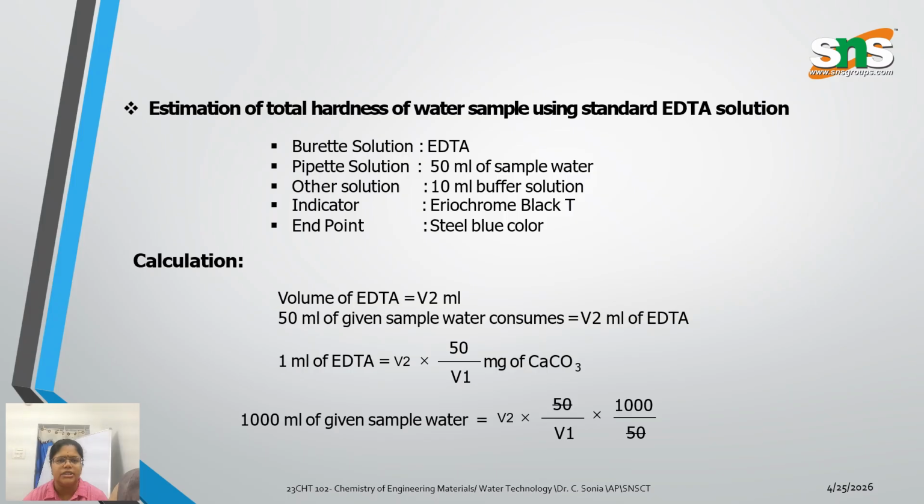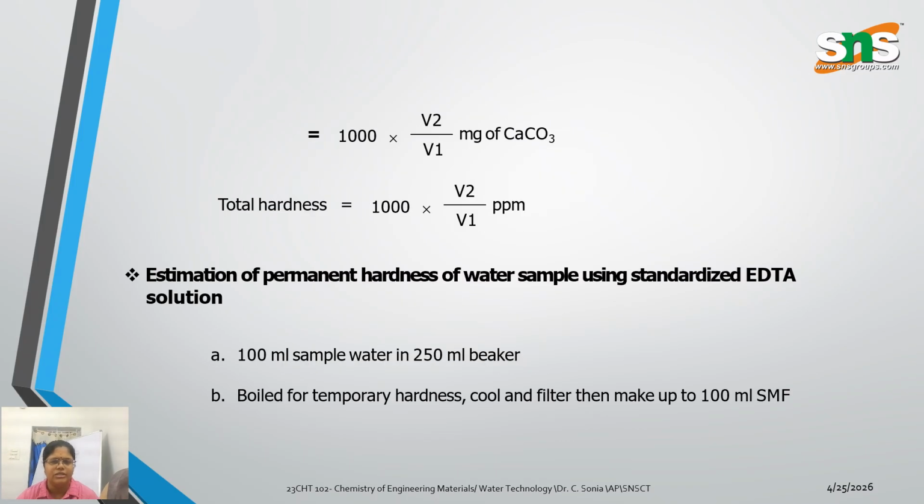So how do you estimate the total hardness of the water sample using the standard EDTA solution? Again, the burette solution is the same, but you pipette out 50 ml of sample water in this titration, and the additional solution is 10 ml buffer. The indicator is Eriochrome Black T, and the endpoint is again from wine red to steel blue color. Here the volume of EDTA is given as V2 ml. So 1 ml of EDTA is equal to 50 by V1 milligram of calcium carbonate, and 1000 ml of the given water sample will be equal to V2 into 50 by V1 into 1000 by 50. So the total hardness will be 1000 into V2 by V1 in ppm.